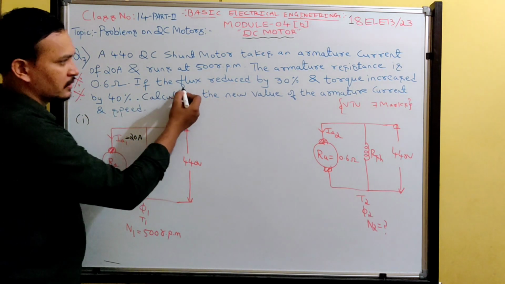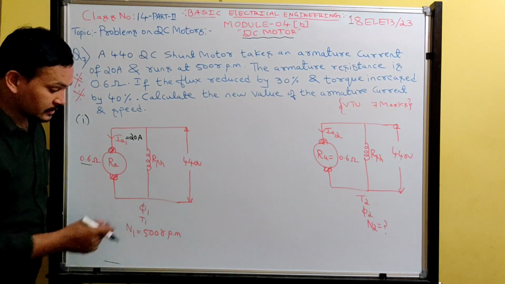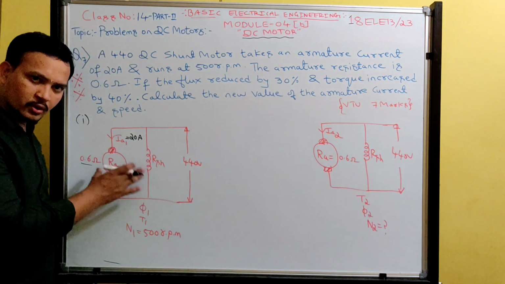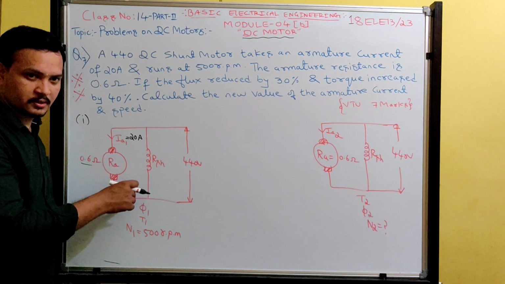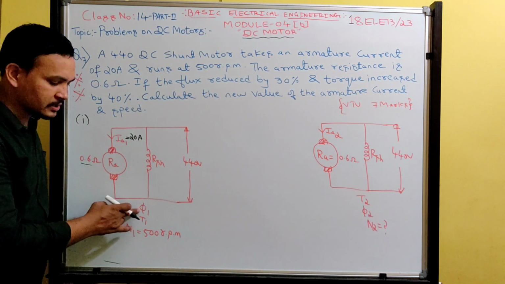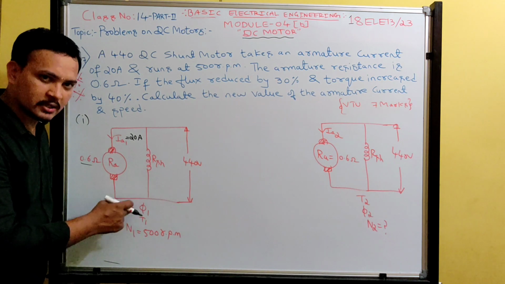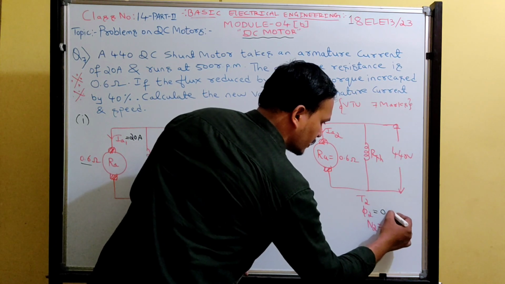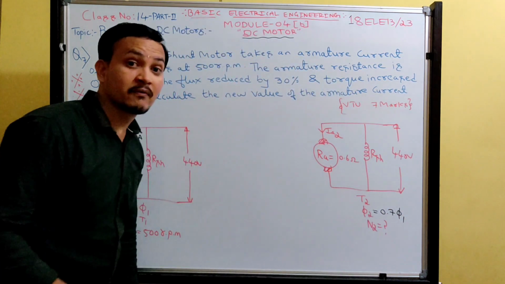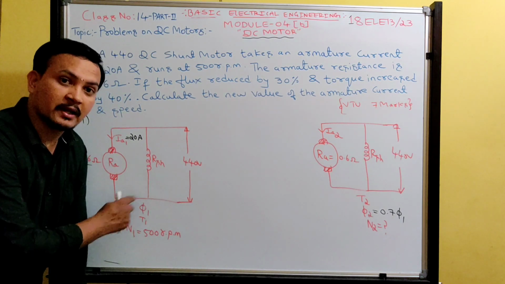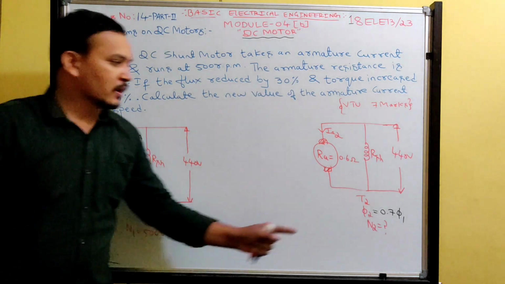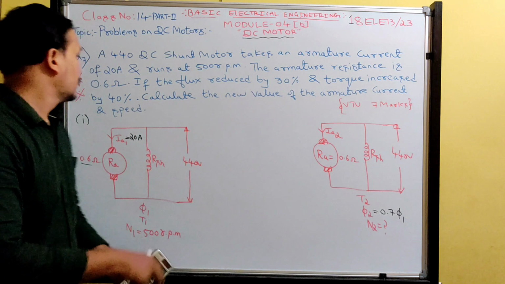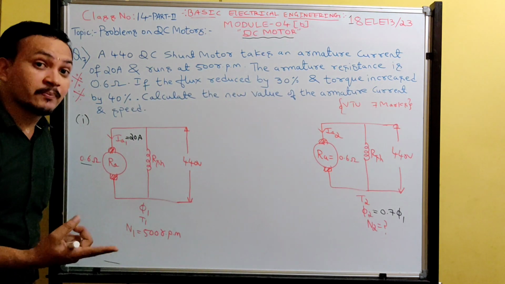Now the conditions start. The flux is reduced by 30%. See, this is 100%, Pi 1 is 100%. Later, for the same motor, they are going to decrease the flux by 30%. So if I reduce 30% from 100%, what is remaining? The new flux will be 70% of the original flux. This is the original flux, 30% reduced. Therefore, the new flux will be 70% of original flux. Got it? Next, the torque is increased by 40%.